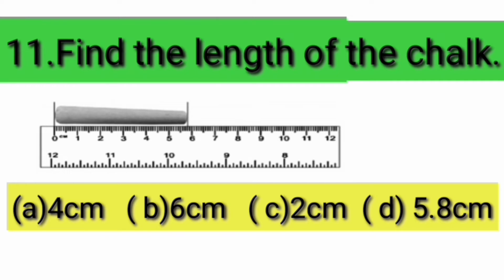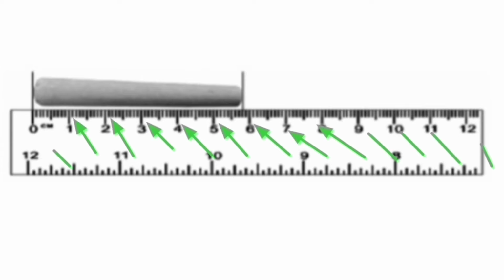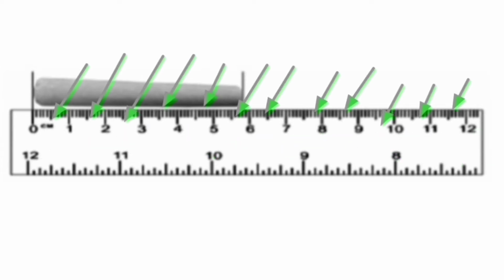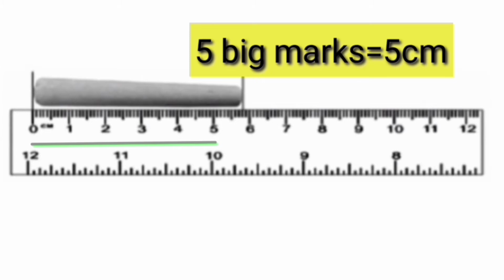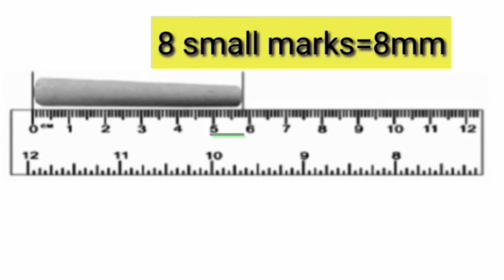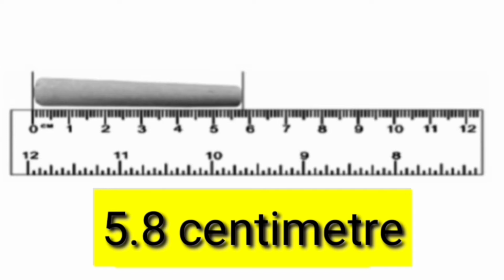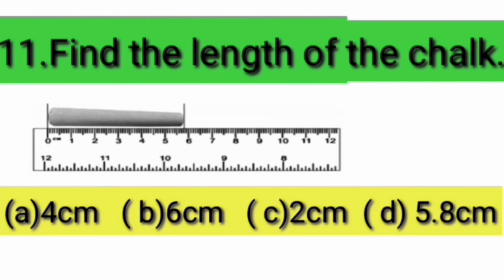Now let's measure the length of this chalk. Dear students, on this scale, these big marks represent centimeters and these small marks represent millimeters. On measuring this chalk, we get 5 big marks, that is 5 centimeters, and 8 small marks, that is 8 millimeters. So that means the length of this chalk is 5.8 centimeters. So dear students, the correct answer of this question is option D, that is 5.8 centimeters. Now we will tick mark option D here.